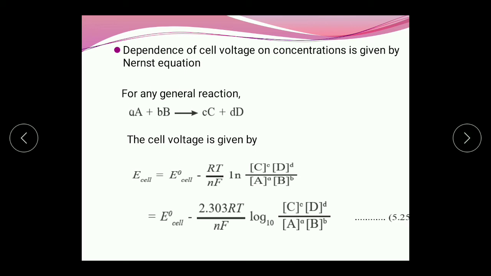So this is the equation we got, and it is called the Nernst equation, and this equation is there to tell us the dependence of cell voltage on concentration. That means if concentration of the reactants and products varies from that of standard conditions, then we can use this equation to calculate the cell voltage or cell potential. Understood? Now try to understand the designations, what are there.